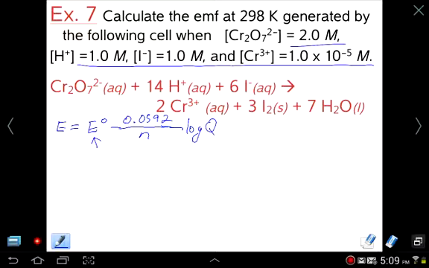In this case, if you analyze chromium here, chromium has a charge of +6, and here chromium has a charge of +3. So chromium is getting reduced. Likewise, iodine has a charge of -1, and it goes to 0, so it gets oxidized. So chromium is our cathode. Because chromium is our cathode, let's take a look at the voltage for chromium from the back of the book.